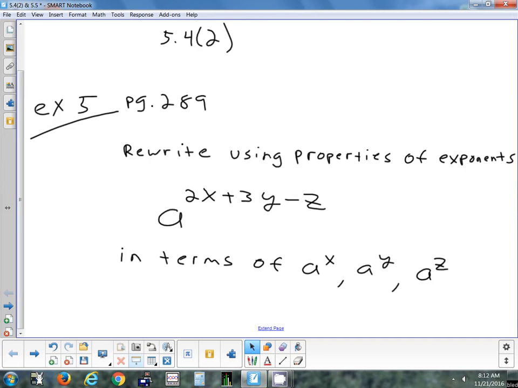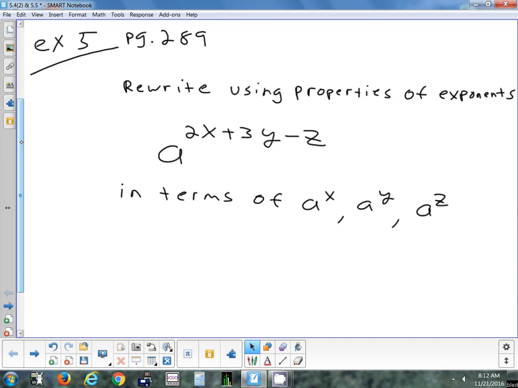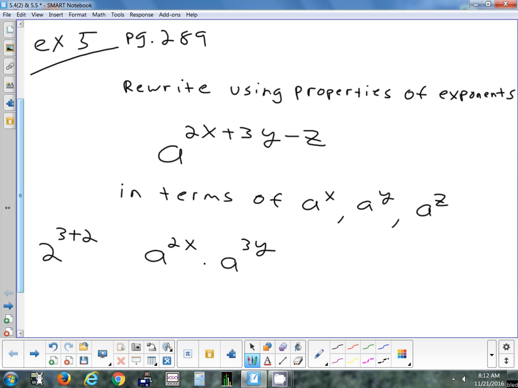All right. So forget about the minus z part for now, but can anybody tell me how I could rewrite a to the 2x plus 3y? What would that have been originally? Think about if I had something like this. Yeah, you'd have a to the 2x times a to the 3y. Okay, and this one I was going to say would be like 2 cubed times 2 squared. And now what about the minus z? Over a to the z.